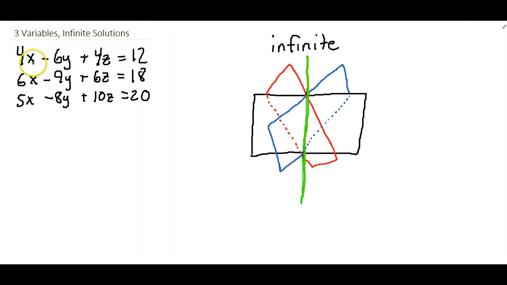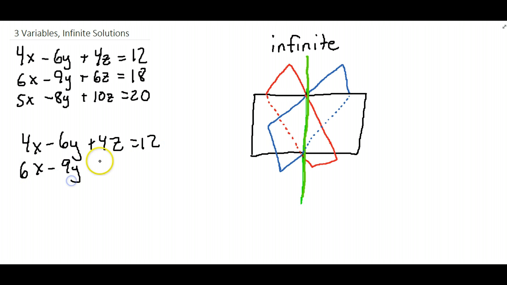So we have 4x minus 6y plus 4z equals 12, and the second equation, 6x minus 9y plus 6z equals 18. Okay, so we're going to eliminate our x's. And so we have a 4x and a 6x.